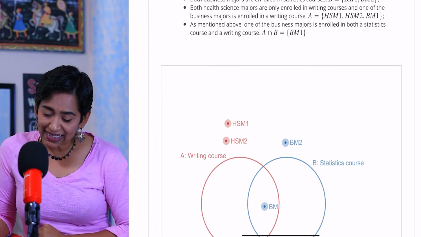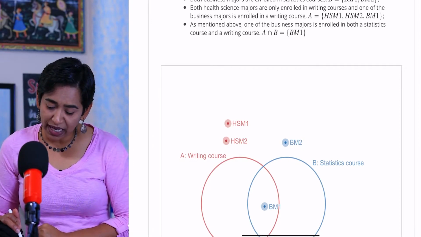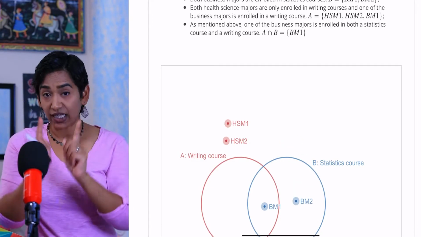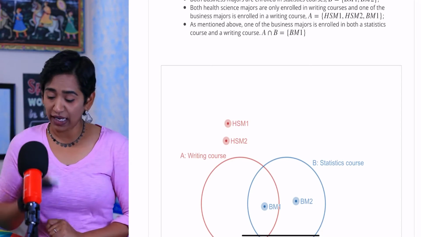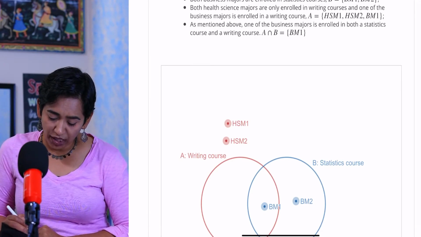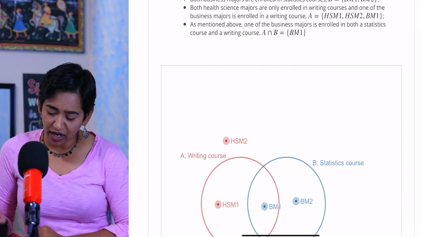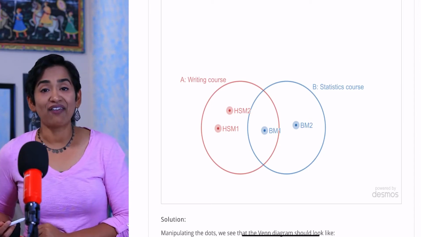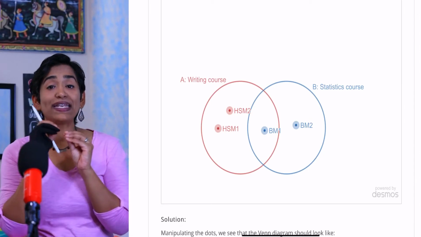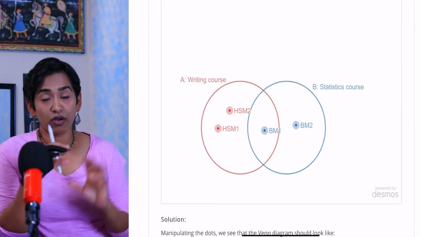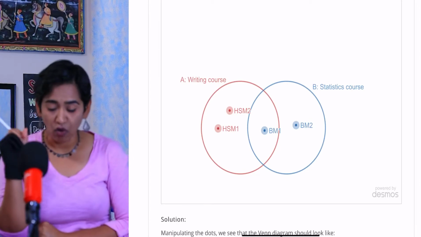All right, let's take a look. And the next BM is only enrolled in a stats course. He cannot be inside the intersection because he's only in the stats course. Now the writing majors, they're only enrolled in the writing. They are not enrolled in business. So this is how you have it. Okay, so please make sure you read the conditions when you're moving the dots or the simulations in your homework.